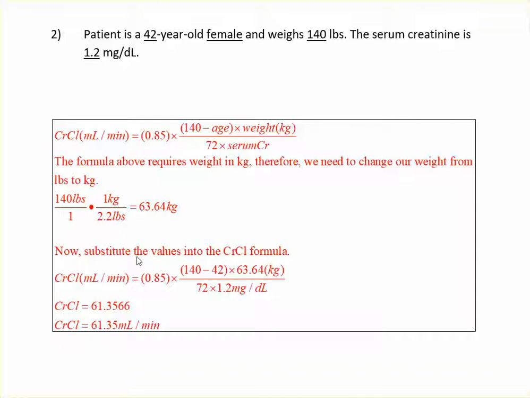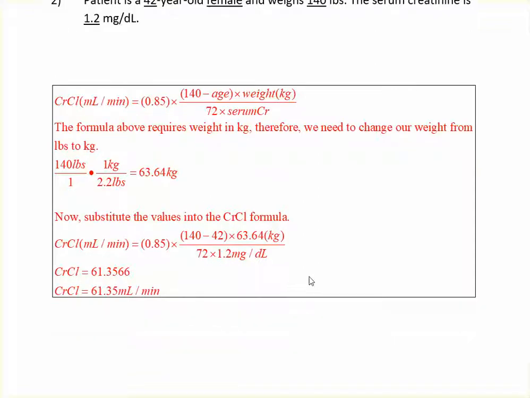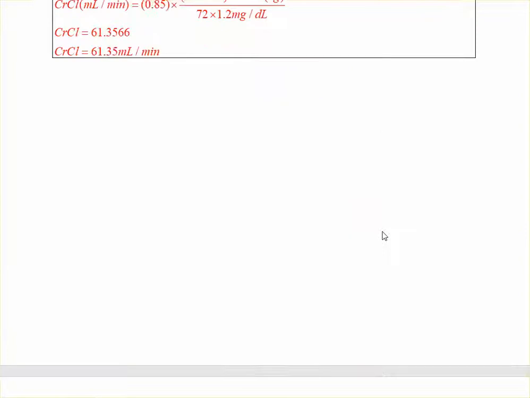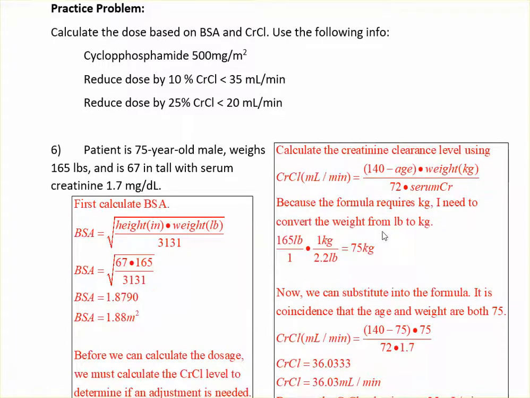So now we're going to substitute the values into the CRCL formula, and there's my 0.85, there's my age 42, there's my new weight, and there's my serum level. And when I push all of that through, I end up with 61.3, and I just truncated. I could have rounded this off to 2 places. It would have been 61.36. I guess I just truncated it on here. And the directions don't tell me what to do, so that's good enough. Good discussion. All right, let's look at the next one.